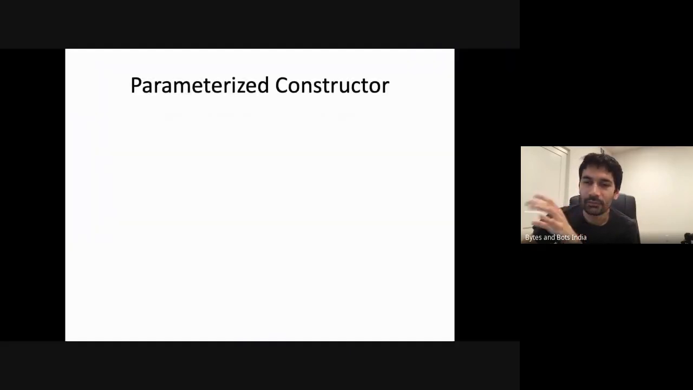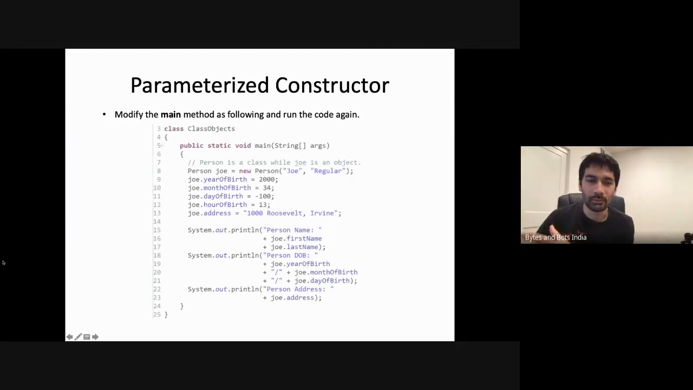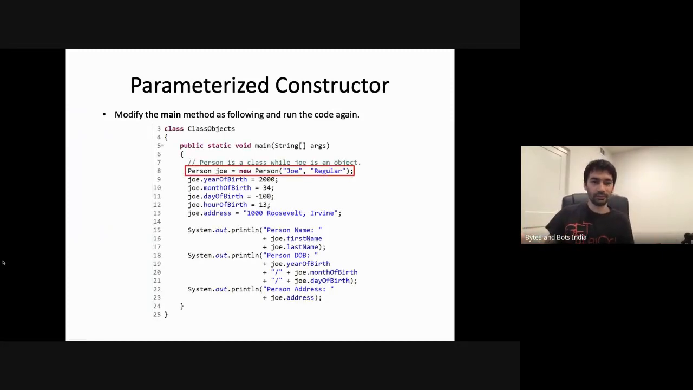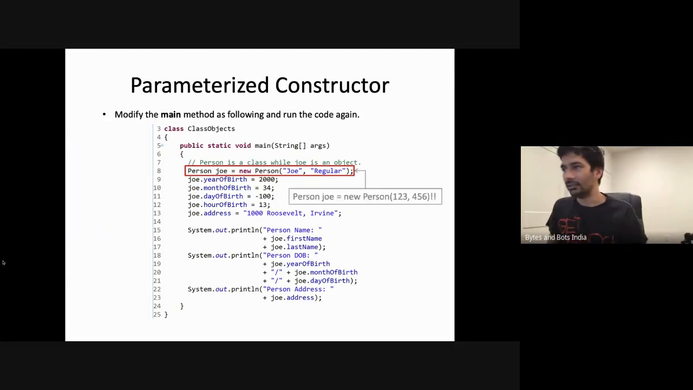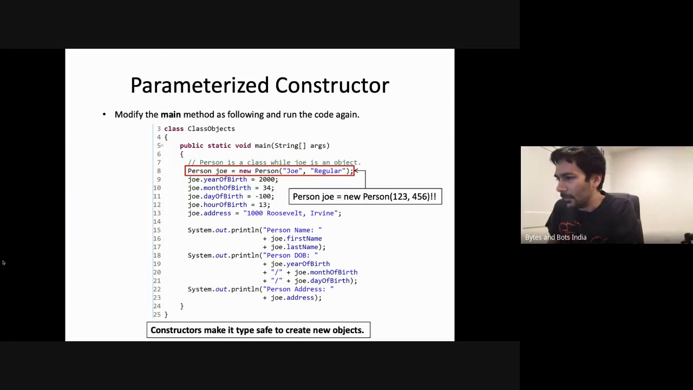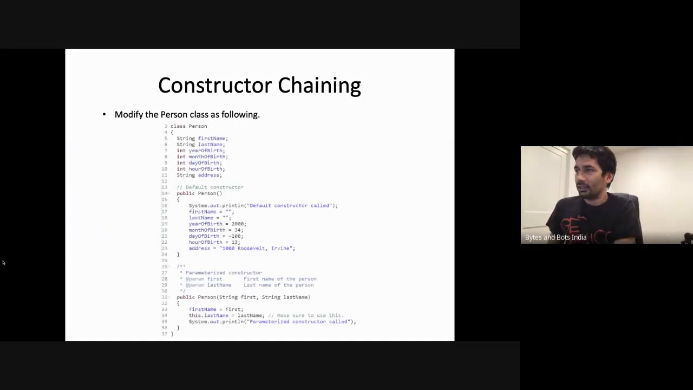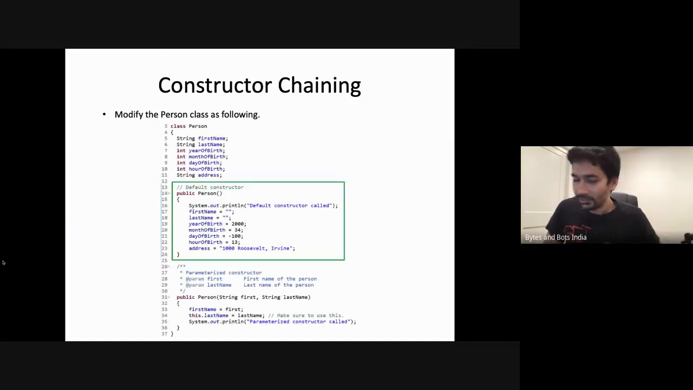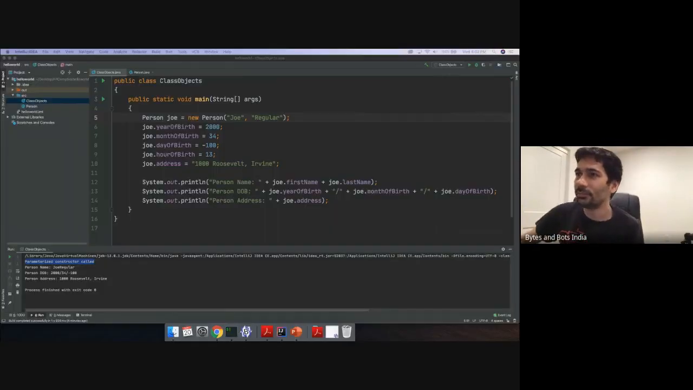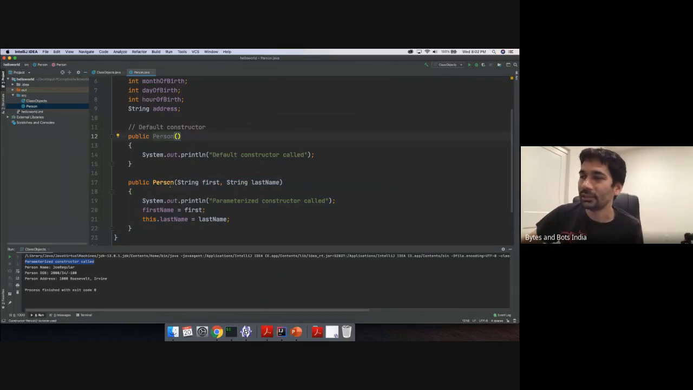So now we're kind of trying to control the flow of the program here, right? Instead of calling the default, which was being done uncontrollably, now we have at least controlled Java to make it call the parameterized constructor. It makes it type safe to save the object or create a new object. So constructor chaining, this is very interesting, right? So let's go back to our person program. Now what we see here is we have two constructors.